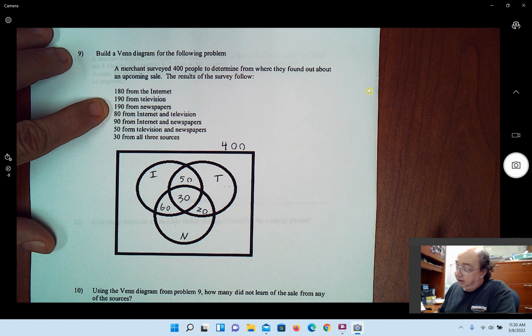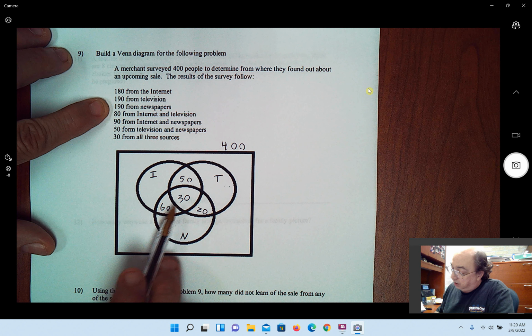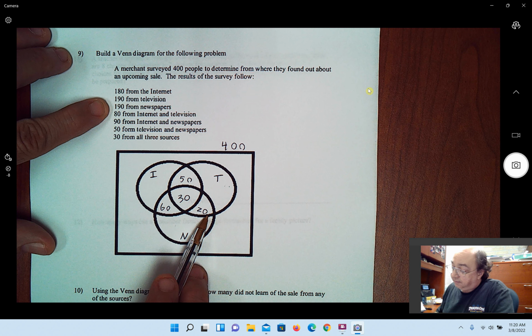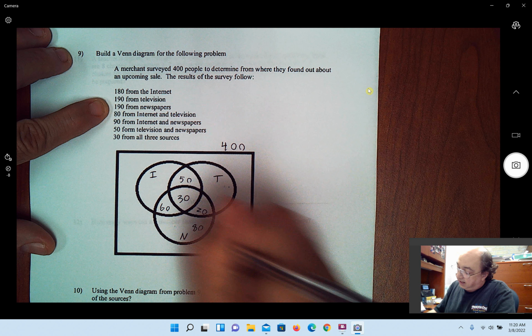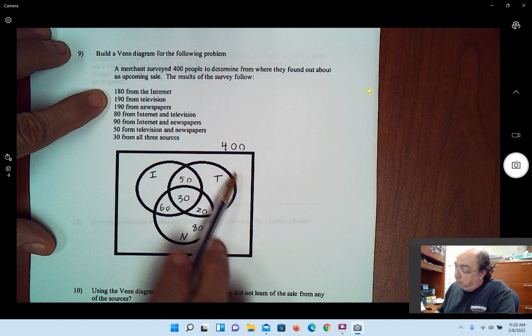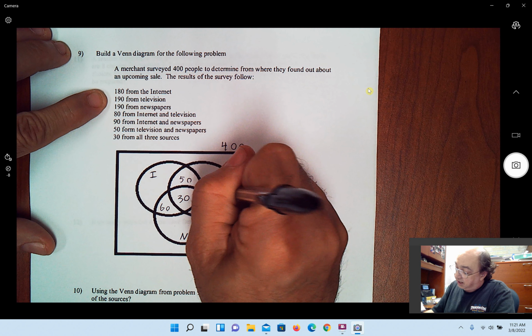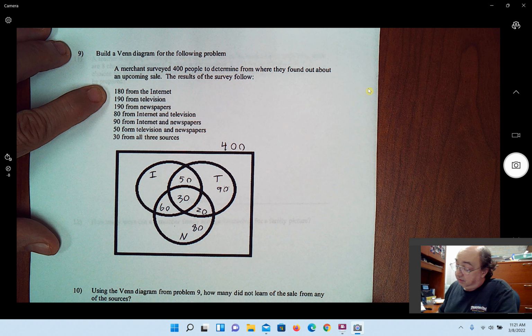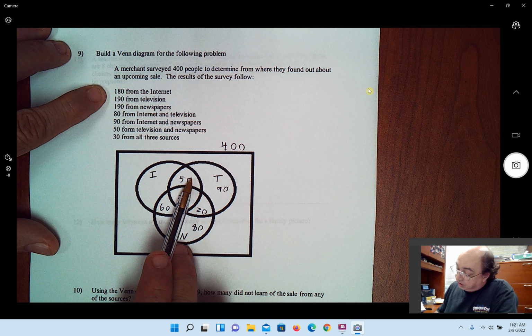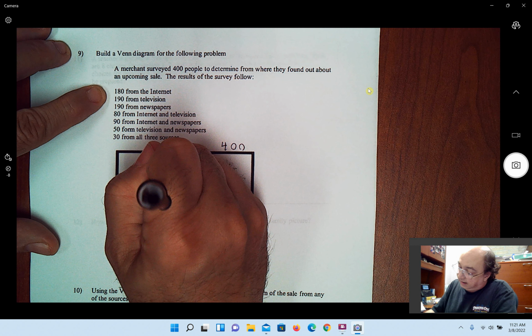190 learned about it from newspapers. So inside my newspaper circle, I currently have 110. So 190 minus 110, that gives us 80. A total of 190 learned about it from television. This adds up to give us 100, so that leaves us 90 out here. 180 learned from the internet. So this right here, that's 140. So that gives us 40 out here.